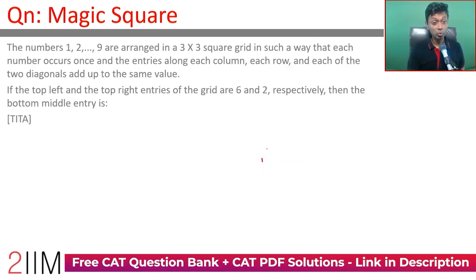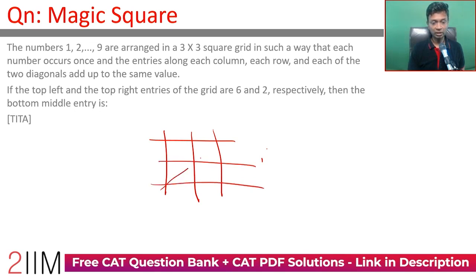Magic square. The numbers 1, 2, 3, 4 till 9 are arranged in a 3 by 3 square grid in such a way that each number occurs once, and the entries along each column, each row, and each of the two diagonals add up to the same value. The top left and the top right entries of the grid are 6 and 2 respectively. Then the bottom middle entry is?